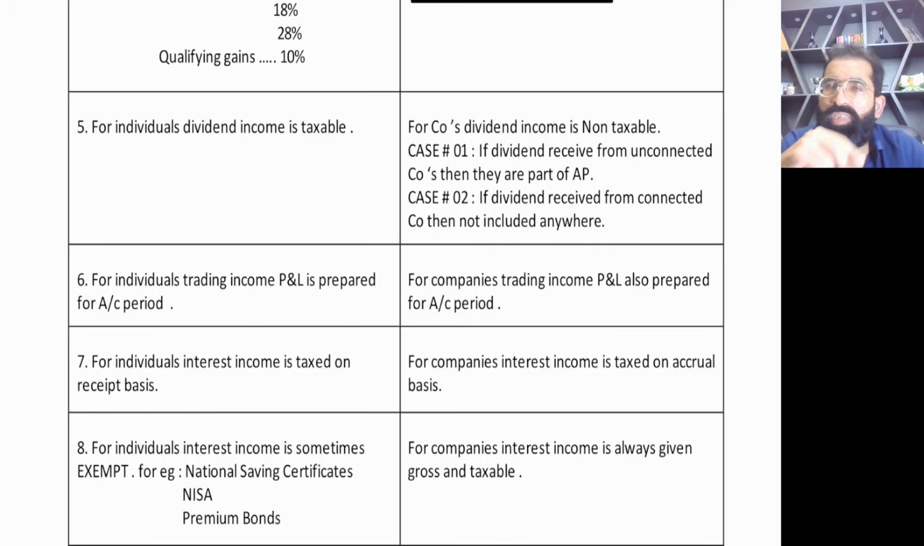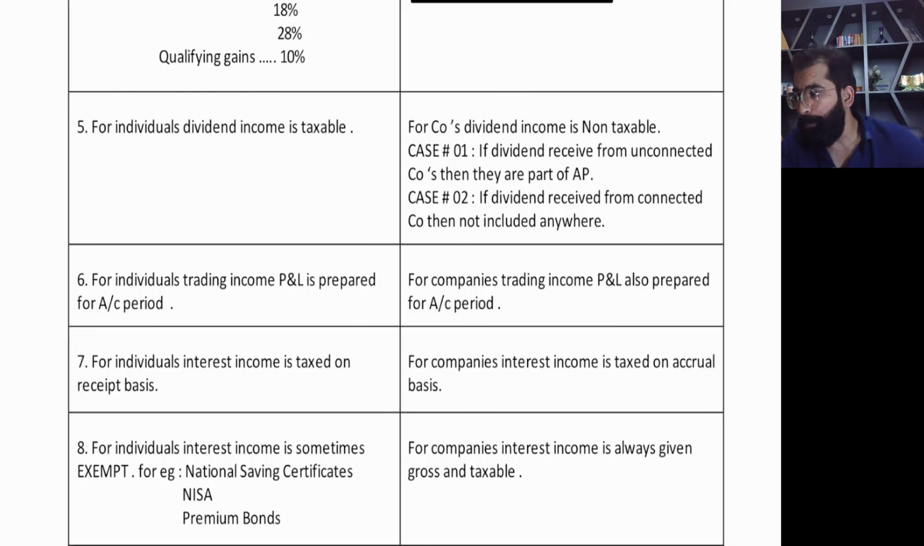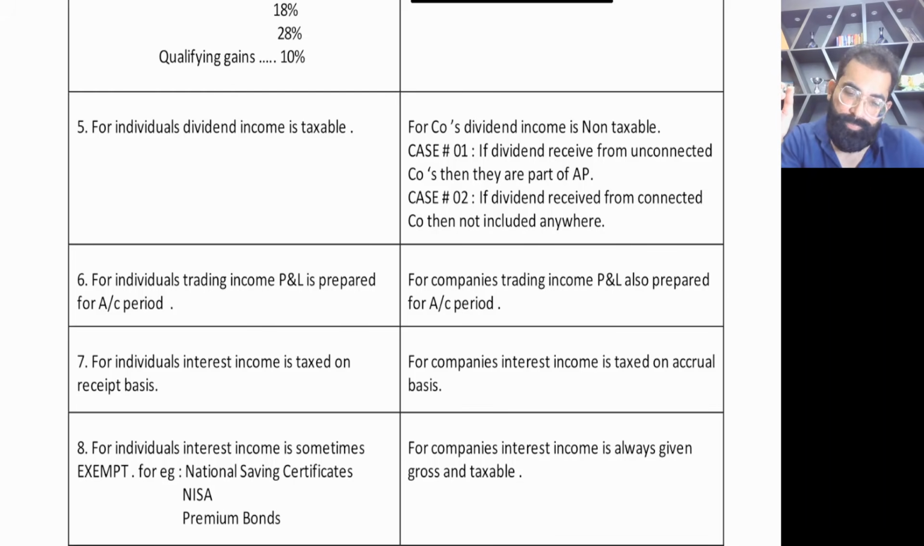There are two cases. Case one, if dividends are received from unconnected, non-group companies, then they will be part of AP, augmented profit. Remember, after TTP we add non-group dividends. But if dividends are coming from connected companies, like from subsidiaries in which we hold more than 50%, then in that case you don't need to write dividends anywhere.